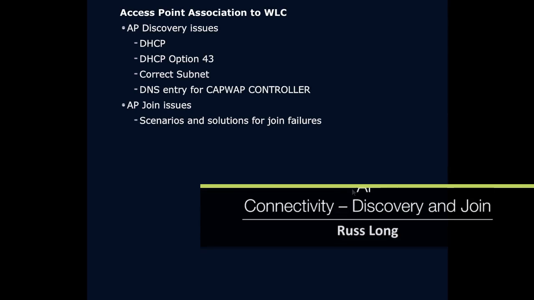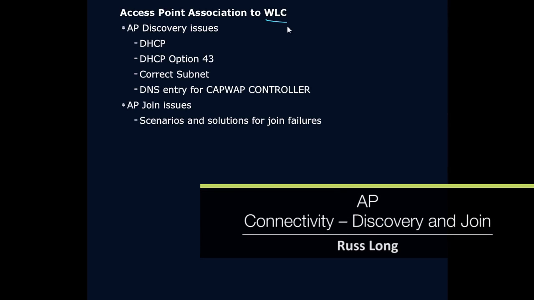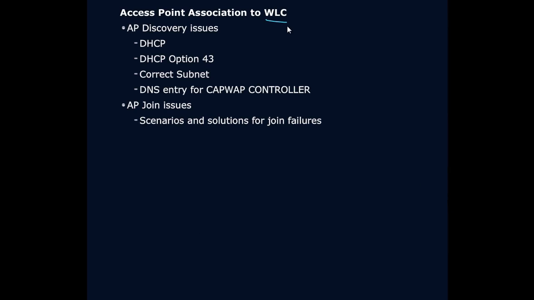Now, what do we do if we can't get our wireless LAN controller to associate to a particular AP? Well, this may be because of very different issues we may run into. First off, there may be a DHCP issue. I may be in a different subnet than the DHCP server. I may have connectivity issues to the DHCP server. So I have to be able to reach this.